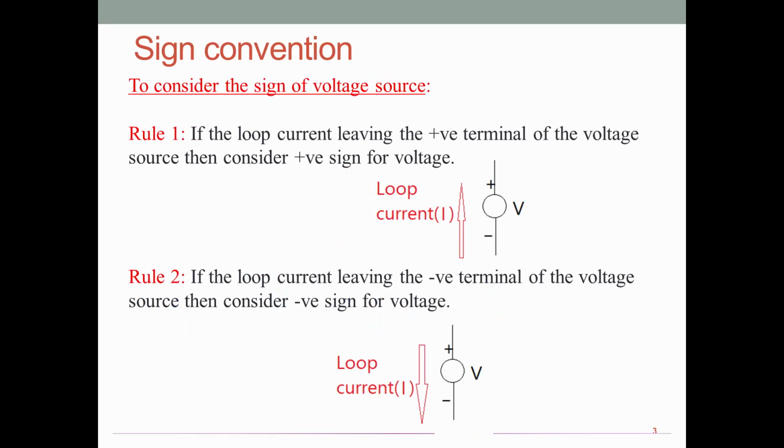Before moving to rest of the problem, as usual, let us discuss sign convention for voltage source. If the loop current direction leaving positive of the voltage source, consider positive sign for the voltage. If the loop current leaving negative of the voltage source, then consider negative sign for the voltage.